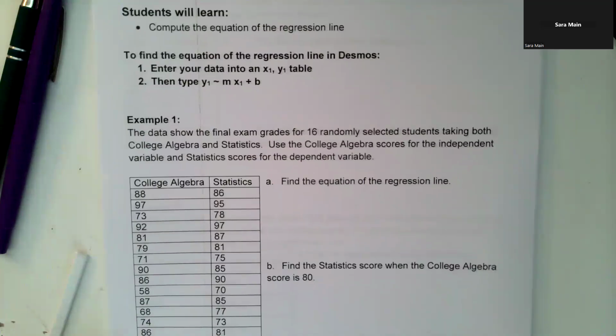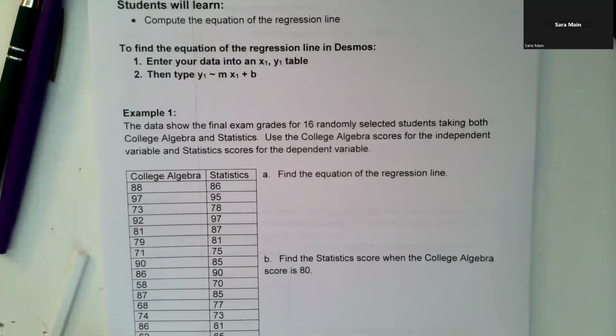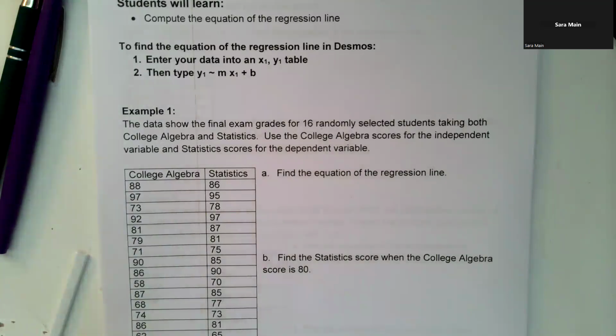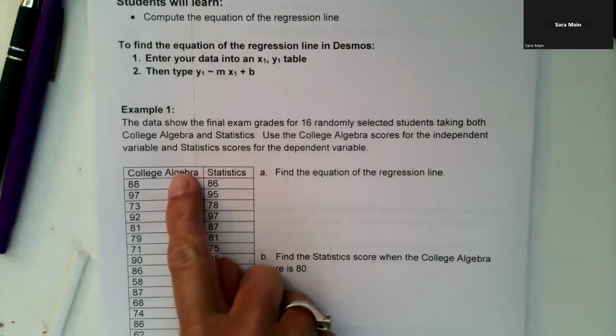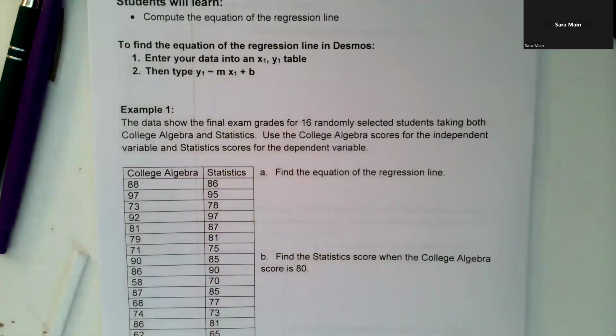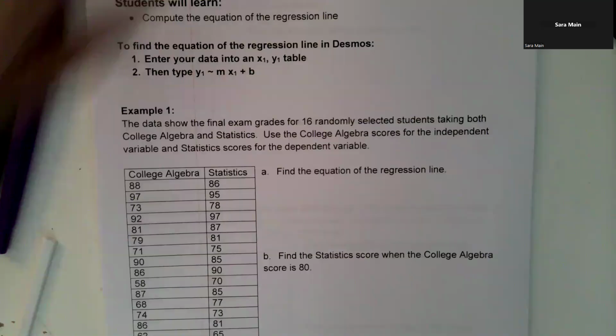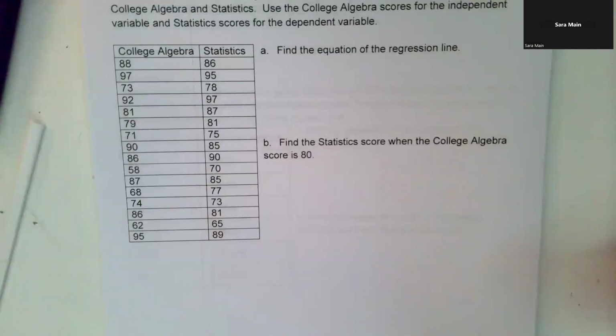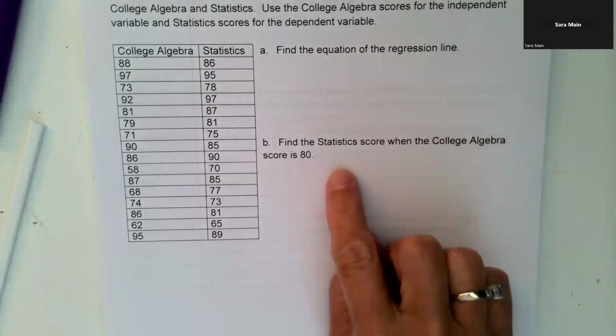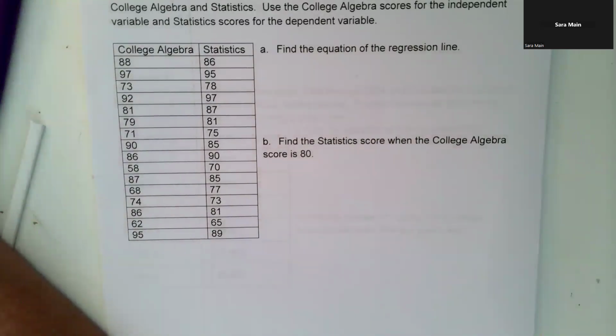The data show the final exam grades for 16 randomly selected students taking both a college algebra course and a statistics course. Use the college algebra scores for the independent variable and the statistics scores for the dependent. So we're first going to go to Desmos and find the equation of the regression line, and then we're going to do some predicting. Let's find the statistics score when the college algebra score is 80. So let's go ahead and go to Desmos.